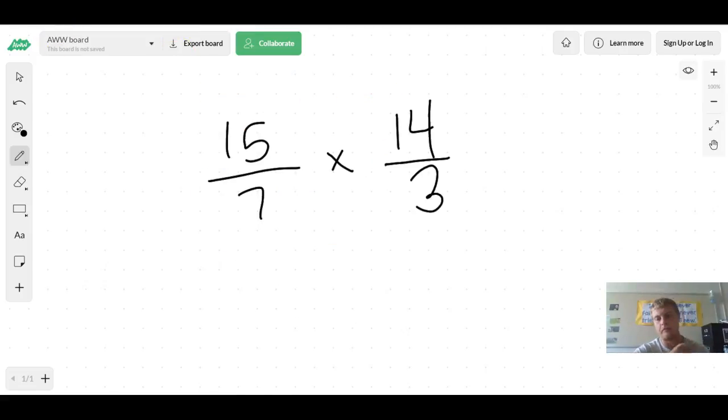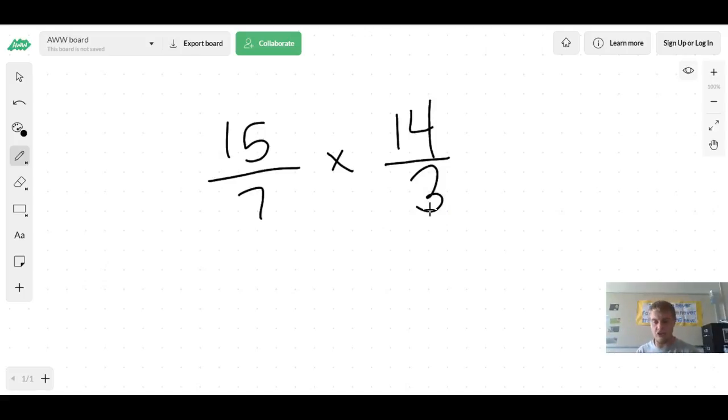Okay, so I've already moved these to improper fractions, but I want to show you a neat trick. With multiplication, you actually can reduce fractions before you start. Normally, you can try to reduce these fractions like this. Like you could go, okay, is there anything that divides 15 and 7? The answer to that is no. And you could go, okay, is there anything that can divide 14 and 3? Well, the answer to that is no.